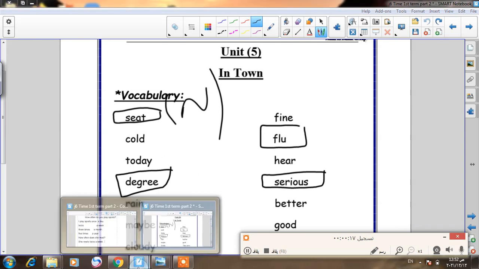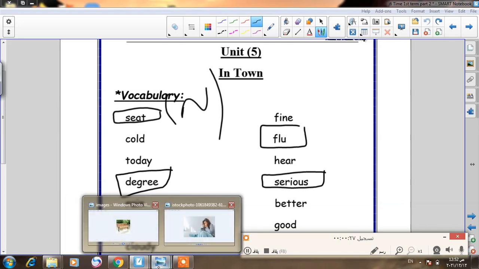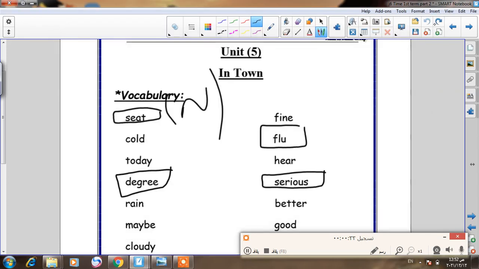Seat is like a chair but much bigger, like the one that we sat on in the park, and like the one that we sat on in the hospital and so on. For example, this is a picture of a seat, or how does a seat look like? And then after this, we have cold, today, degree.